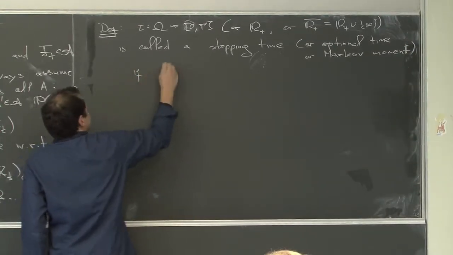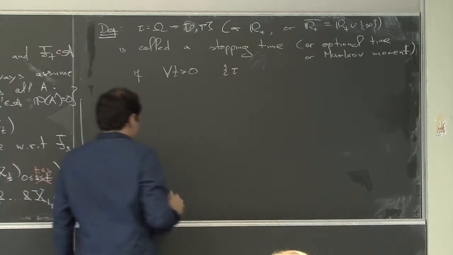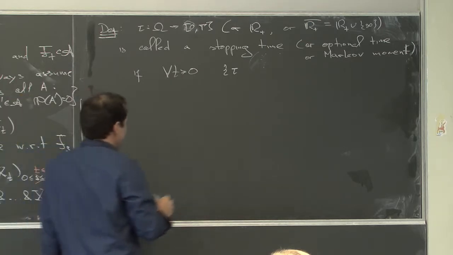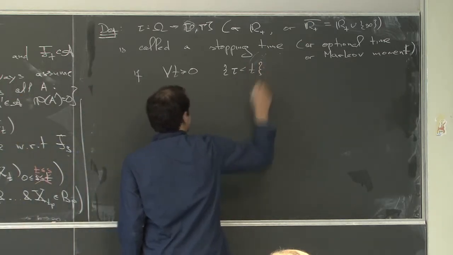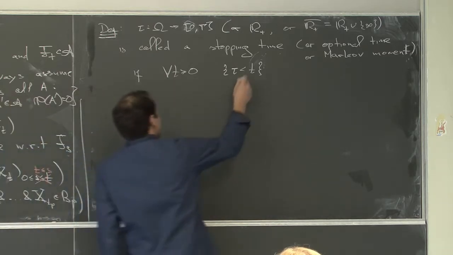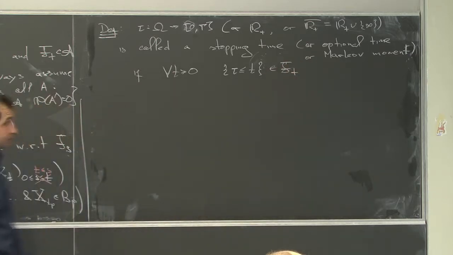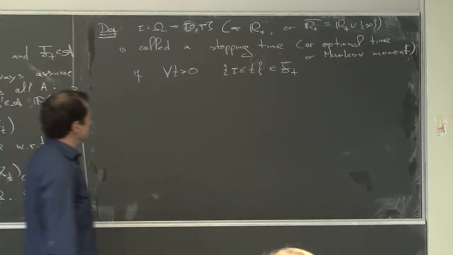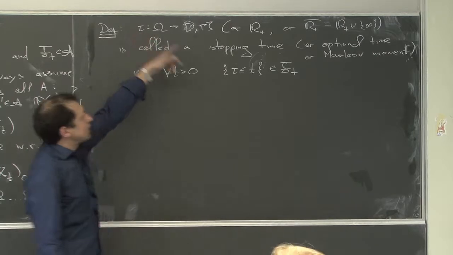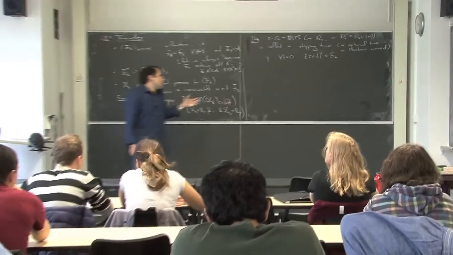If for any t, the event tau is less than t, right? I never remember, sorry for that. Okay, if the event tau is less or equal than t is measurable, and t is less than infinity. Tau, well, as I mentioned, it's not necessary. So in principle, for a stopping time, it's not necessary.